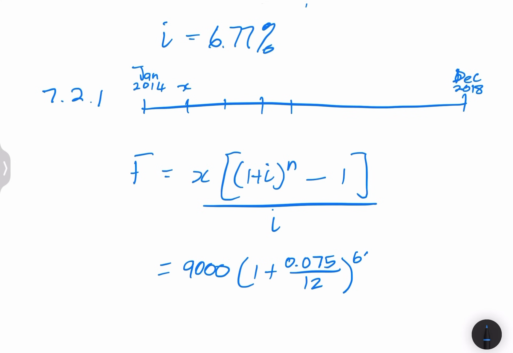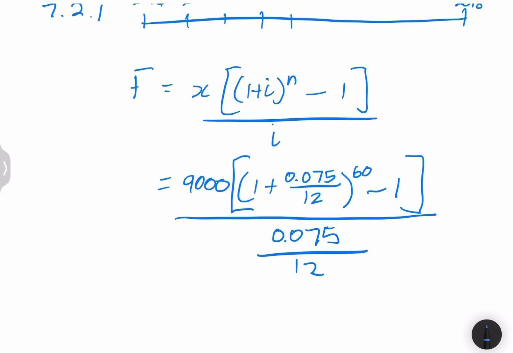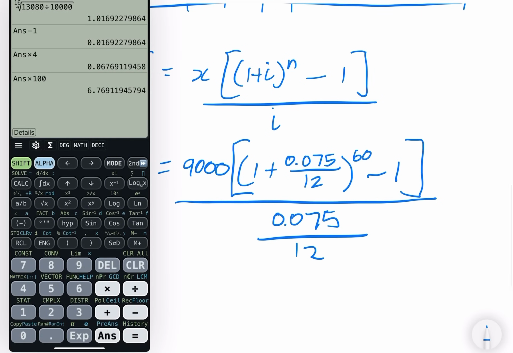Okay, and it's 60 months all in all, right? If they had said 5 years, we're going to say 5 multiplied by 12, which gives us 60. So that's minus 1. Please just be careful there. And this would be divided by 0.075 divided by 12. All right, now we're looking at that future value there.